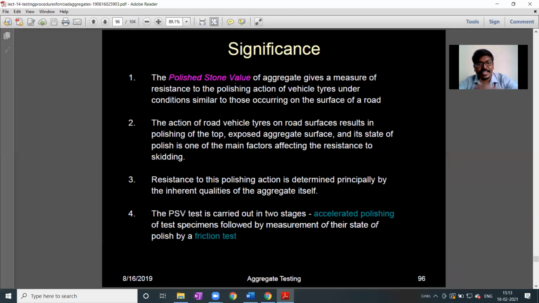Finally, the significance of the polished stone value of aggregate is that it gives a measure of resistance to the polishing action of vehicle tires under conditions similar to those occurring on the surface of the road.